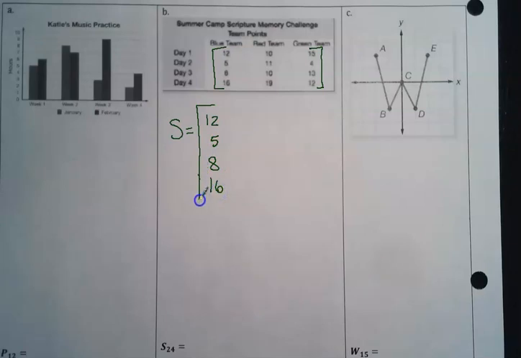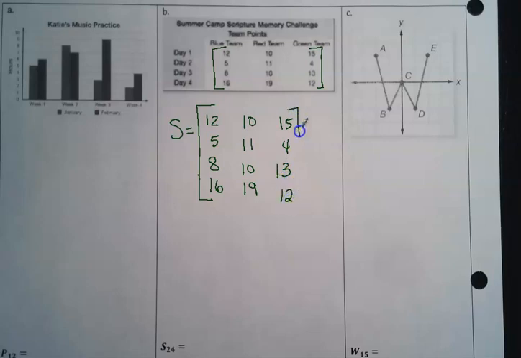I needed to know how long to make my bracket. So my first column is 12, 5, 8, and 16. Then I'm going to have 10, 11, 10, 10. Oh, sorry, that's not a 10, is it? That's a 19. It's so hard to read on the board up here. I'm sorry, so 10, 11, 10, 19. That's why I check them. And my last column is 15, 4, 3, and 13.